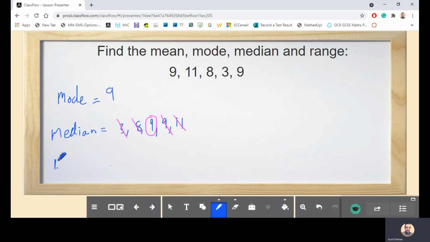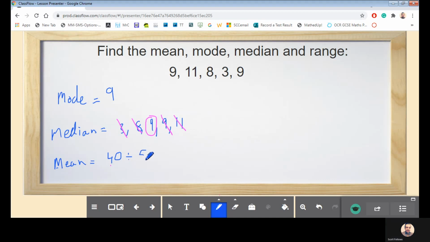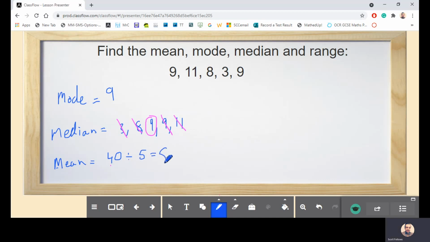The mean, we need to add them up. So 9 and 11 makes 20, 28, 29, 30, 31, so 40. So we've got 40 divided by 1, 2, 3, 4, 5, which is going to give us 8. And the range is the biggest, which is 11, take away the smallest, which is 3, which leaves us with 8. Okay.